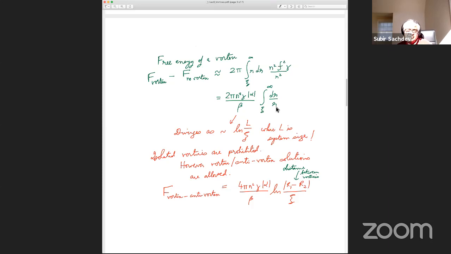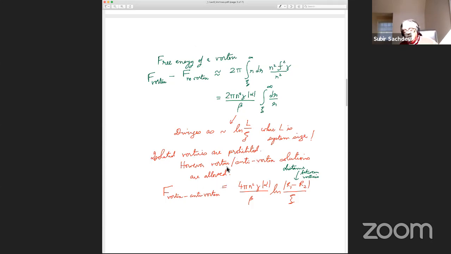So this is saying that if you just had a single, perfectly straight vortex in a superfluid, you're never going to get it in equilibrium because it costs an infinite energy per unit length. It goes as log of the system size. That infinity has to be cut off. Log of the system size is not that large, but still it's infinite the larger the system becomes. And that's in fact correct. So isolated vortices are prohibited.